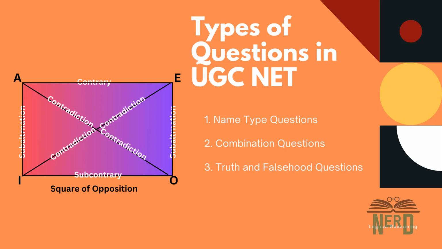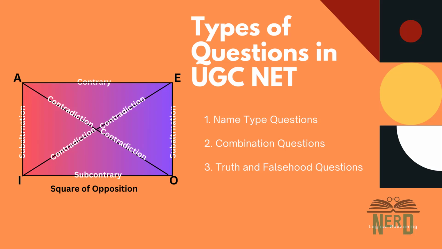3. Truth and falsehood questions. The third type of question involves understanding how the truth or falsehood of one proposition affects the others. Here's a breakdown of how this works. If a contradictory statement, AO or IE, is true, the other must be false. For example, if all swans are white, A is true, then some swans are not white, O, must be false.